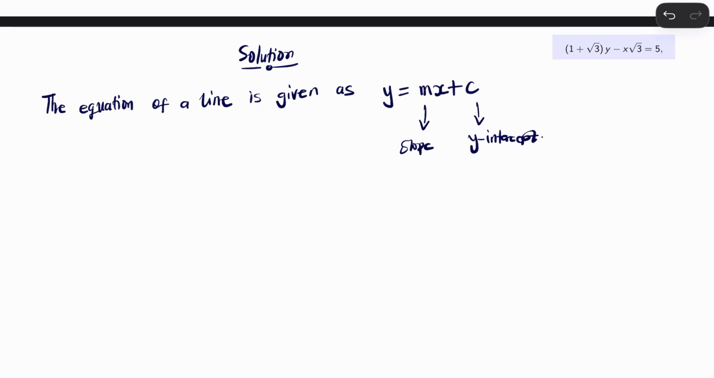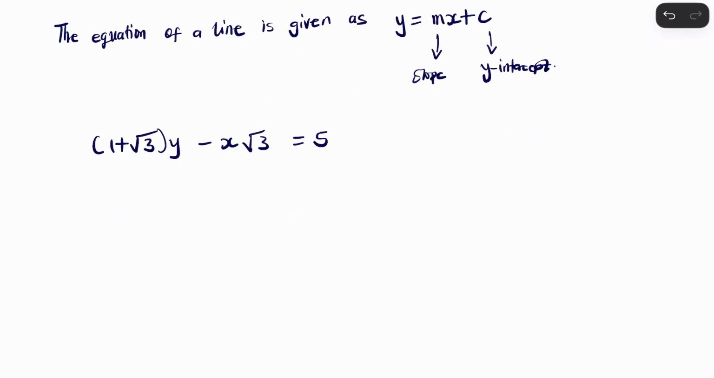And so here we have the equation to be 1 plus the square root of 3, multiplying y minus x square root of 3, is equal to 5. So our next step is to move this to the right hand side. In doing so, we are going to have 1 plus the square root of 3 times y is equal to x square root of 3 plus 5. So let's divide through by the coefficient of y.